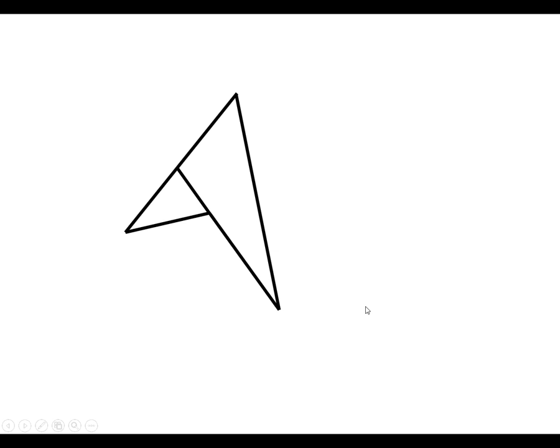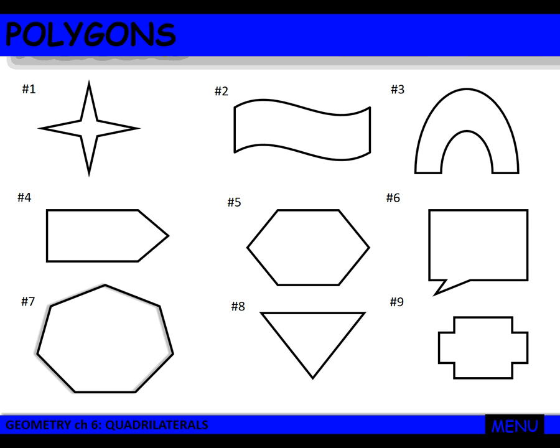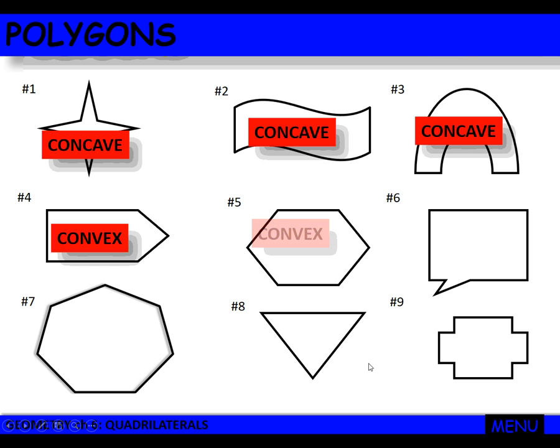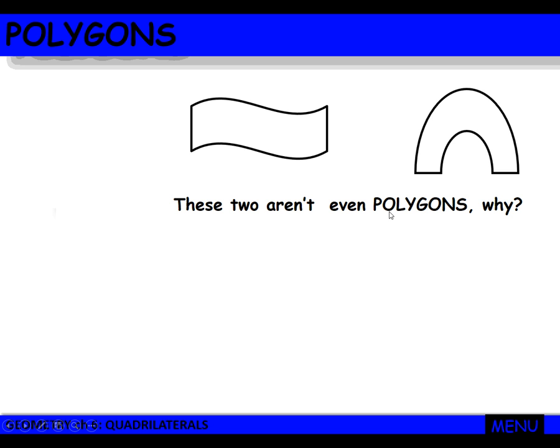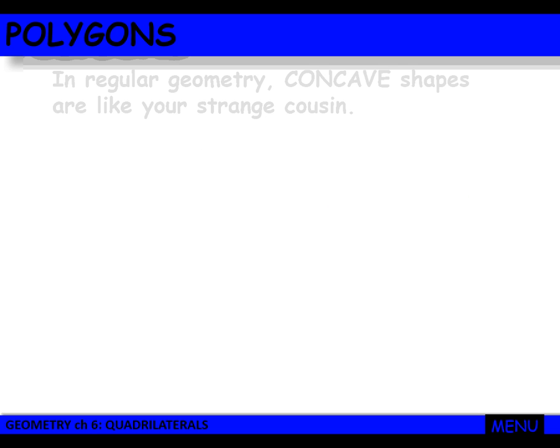Okay, so up on the screen, there are 9 shapes. 4 of them are good convex shapes. Which are the good shapes? The good ones are problems 4 and 5, and then 7 and 8. Those are the good ones. The rest of them have a place where they bend inwards. By the way, numbers 2 and 3 aren't even polygons. Why? What's wrong with these? These two have curves, so we don't like those for multiple reasons.